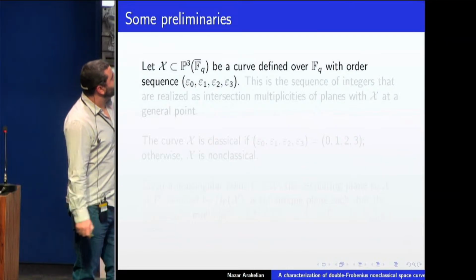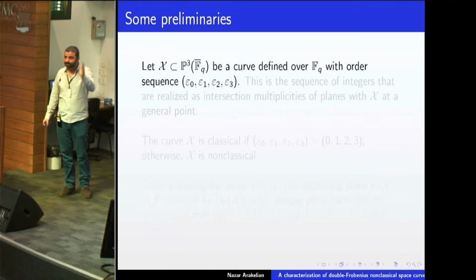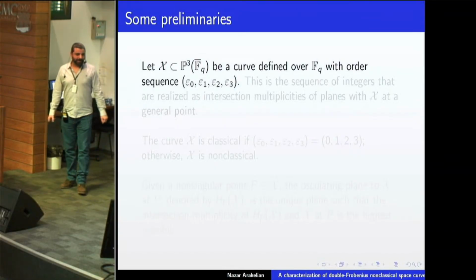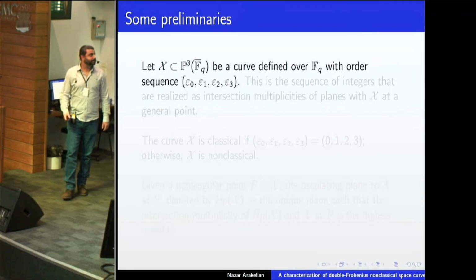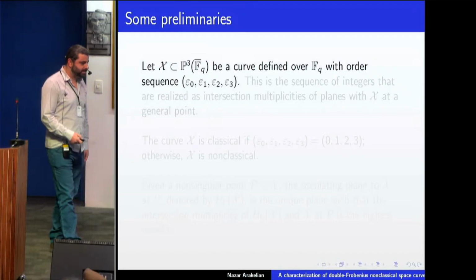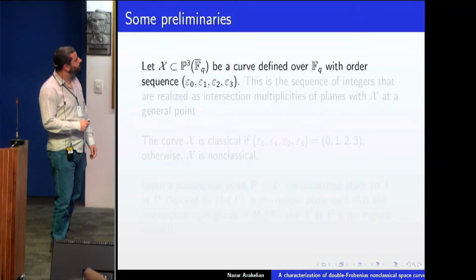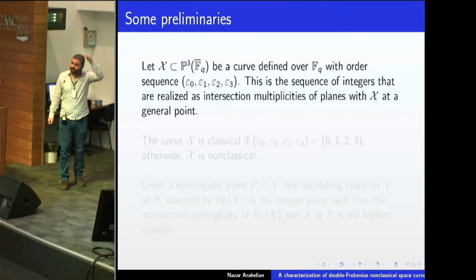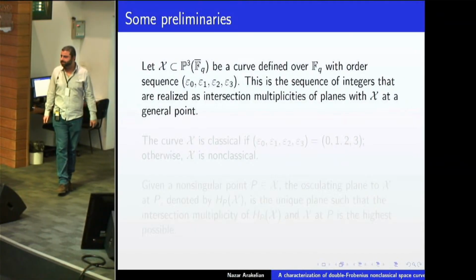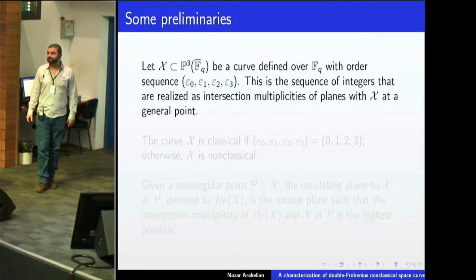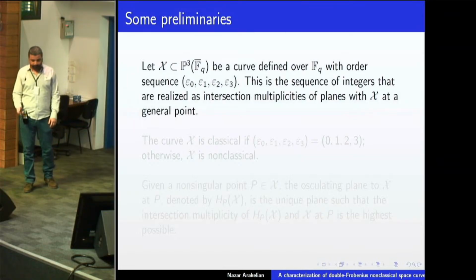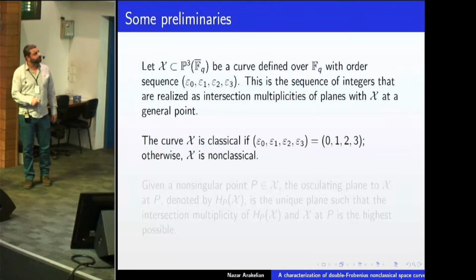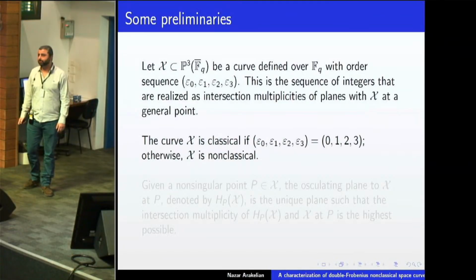After the first half of the talk, I will give the preliminaries. So we always consider a space curve X in P3, with this order sequence, ε0 to ε3. This sequence is the sequence of integers that are realized as intersection multiplicities of planes with your curve X at a general point. And we say that the curve is classical if the sequence is the classical sequence 0, 1, 2, 3. Otherwise, we say that the curve is non-classical.